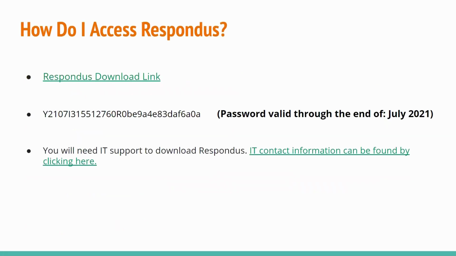To access Respondus, you'll click on this link on this slide in the first bullet, and it will take you to where you can download Respondus to your machine. The second bullet is the password that you'll have to enter. This password is valid through the end of July of this year. You will need IT support as you download Respondus. You can click this link in the third bullet to find IT contact information.